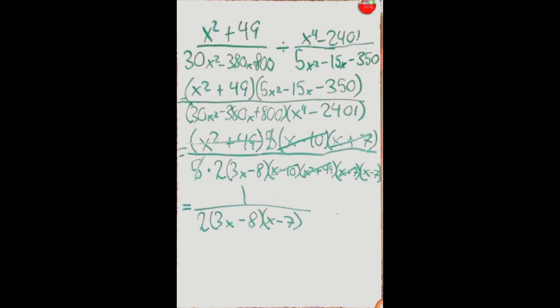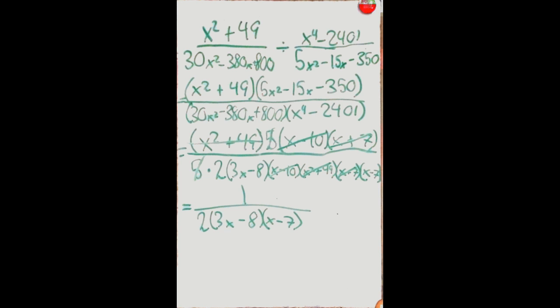So here we have a problem which is already solved, but we're going to go step by step and question by question to see how you solve this problem. The problem is x squared plus 49 over 30x squared minus 380x plus 800, divided by x to the power of 4 minus 2401 over 5x squared minus 15x minus 350. This is the whole operation.